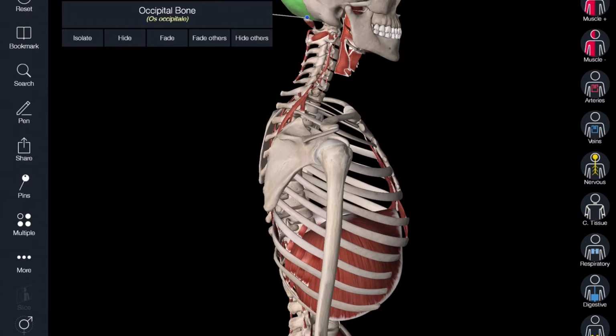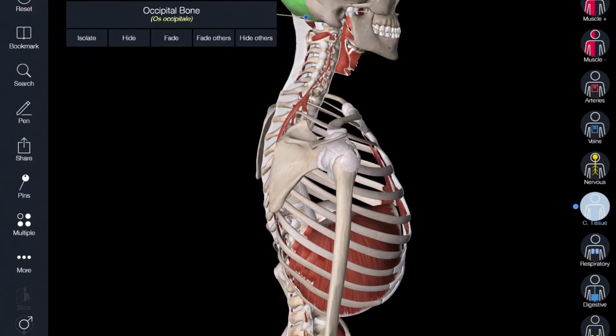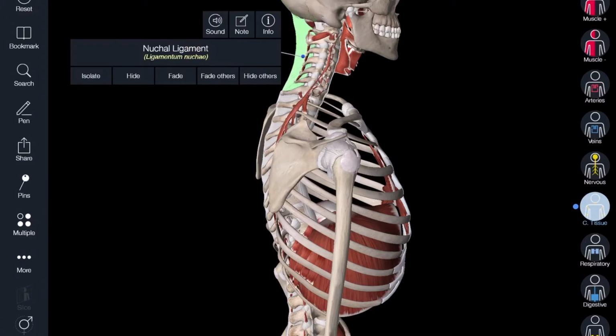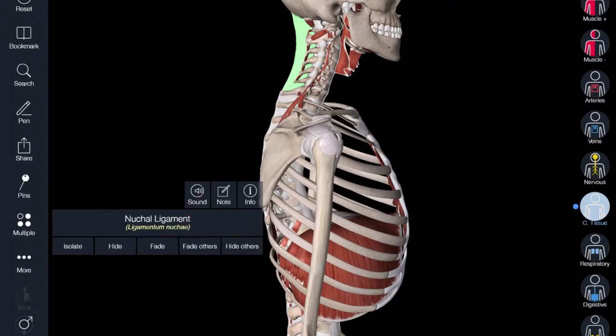Let's see if we can make that show up here. There it is. So let's make the occipital bone go away, and let's look at the nuchal ligament. So the nuchal ligament kind of fills in, it's connective tissue. So ligament, of course, connects bone to bone, and so it's not part of a muscle. It's more part of the skeletal system.